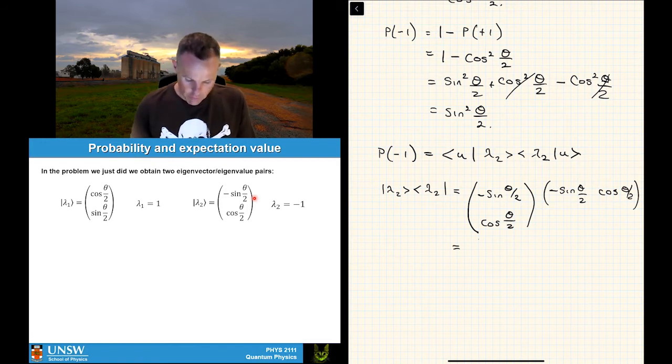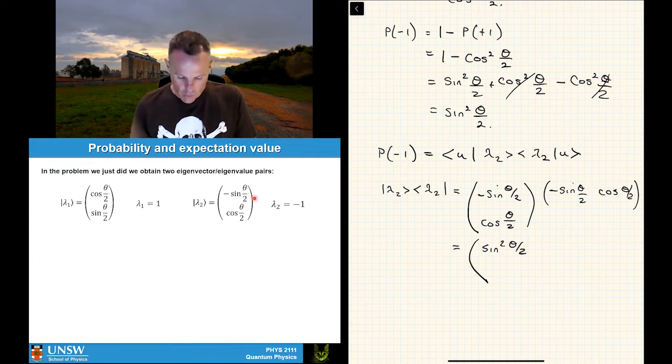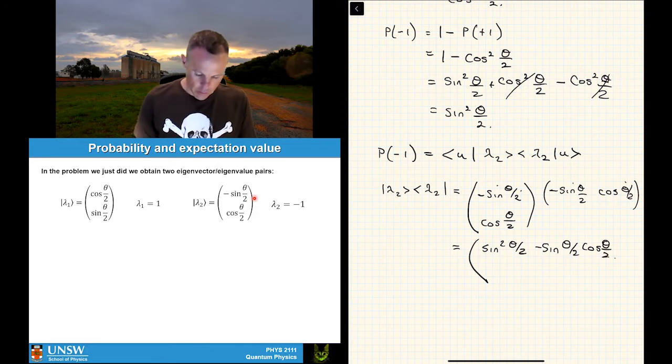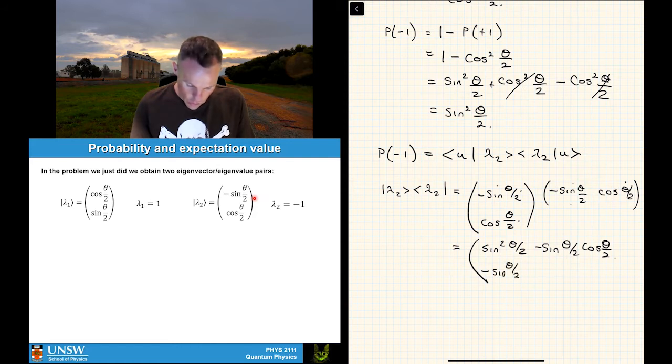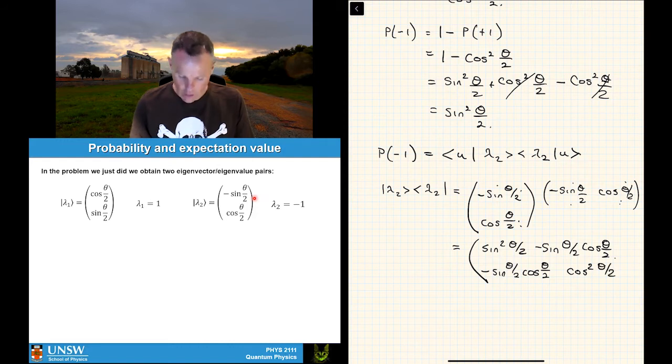And so this thing will give me a matrix where I get the top one and the top one for the top left element. So this will be sine squared theta on 2. The top right element is the top one and the right one. So this will be minus sine theta on 2 cos theta on 2. The bottom left will be the bottom and the left. So this will be minus sine theta on 2 cos theta on 2. And then the last one is right at the bottom. So this will be cos squared theta on 2, like so.